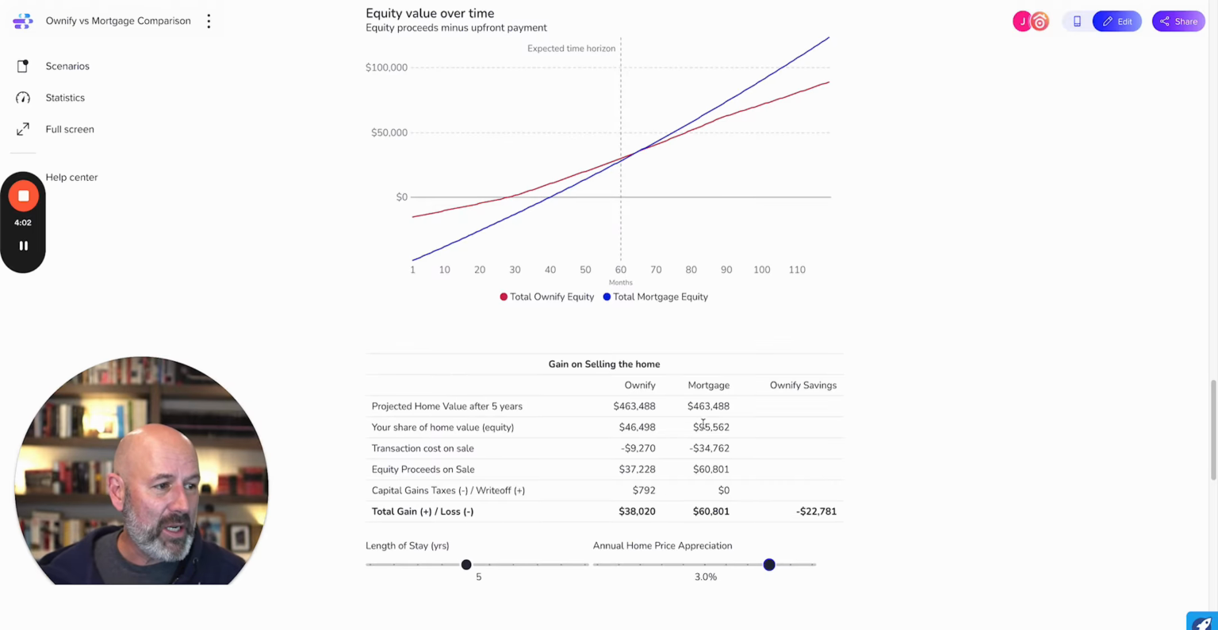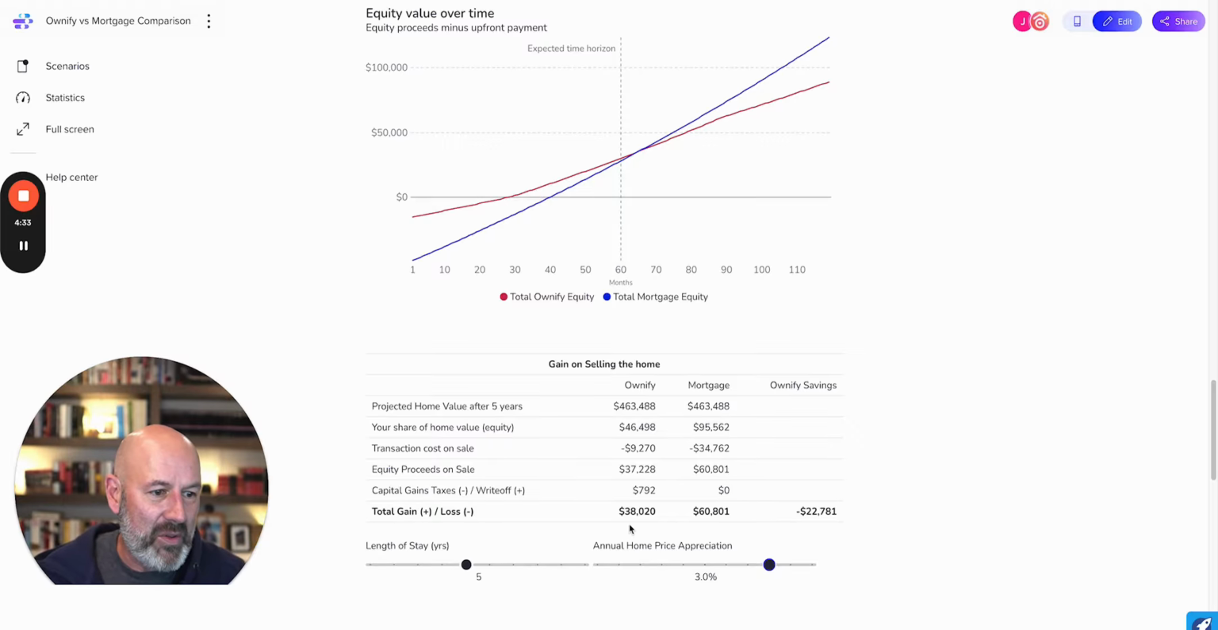Now, with the mortgage, you start with the $463,000. You own about $95,000 of that, but your transaction costs on sale are significantly higher because you have to get the home ready for sale. You probably have to move out. You have to hire a broker, an agent to list it for you. And generally, sellers' transaction costs on sale are between 6 to 8%. So we assume 7.5% here. That's about $35,000. So that leaves you about $60,000 equity proceeds on the sale.